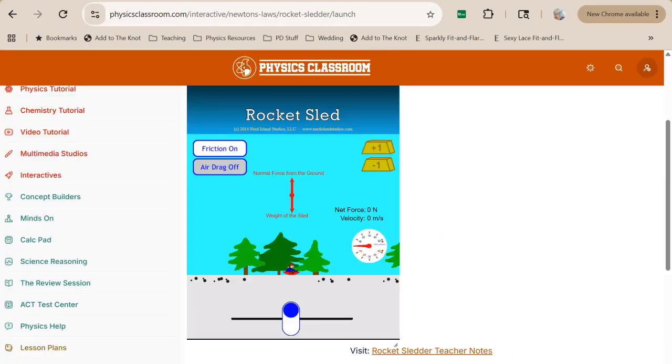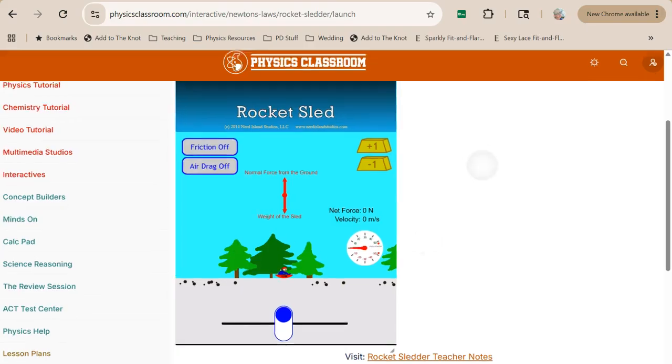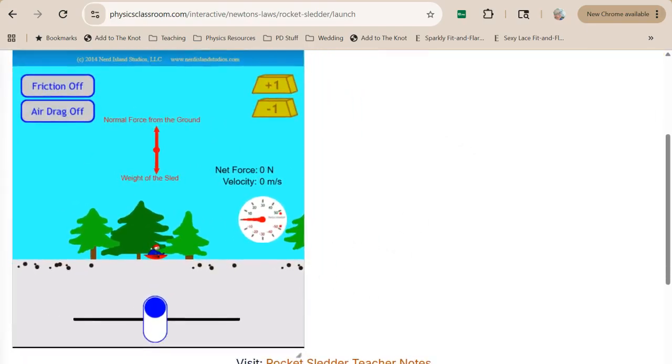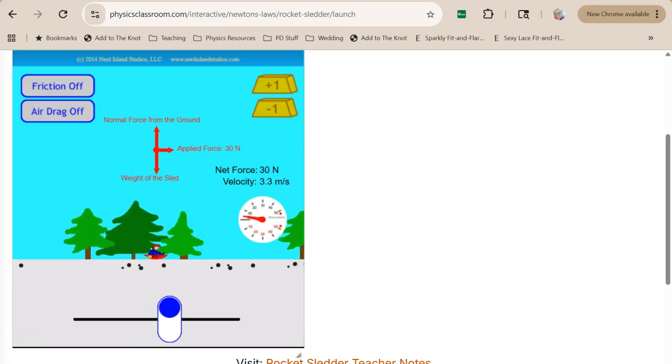Okay, here. So we have this rocket sled. And currently I have friction turned off. This sled is at rest. I have a net force of 0 because my normal force and my force of gravity or weight are balanced. This sled is going to continue to remain at rest unless acted on by a net force. So if I want to get this thing moving, I need to apply a net force. So I'll apply a net force and get this thing moving a little bit.